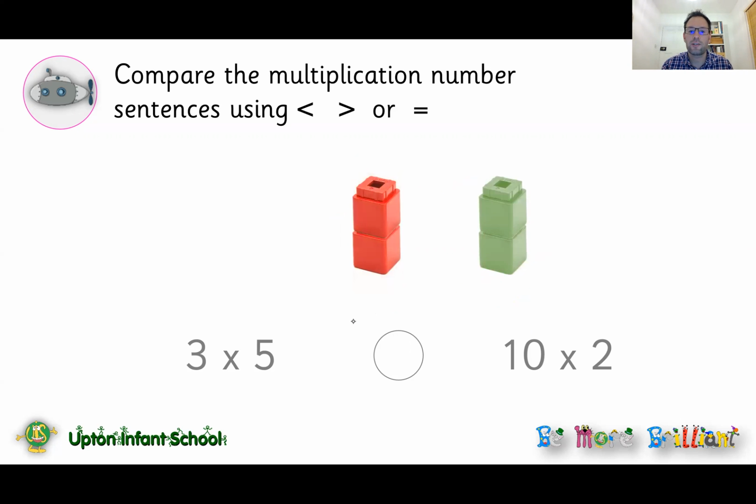I've got one last picture to show you here. We've got 2 red cubes and 2 green cubes. Well, we can easily see that that's the same. If I draw lines joining these up, that's our equal sign.